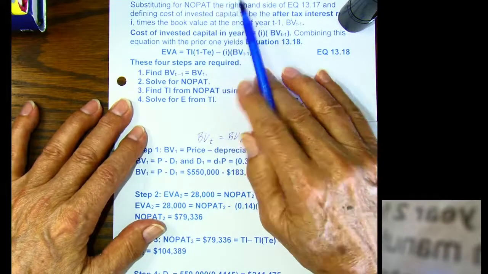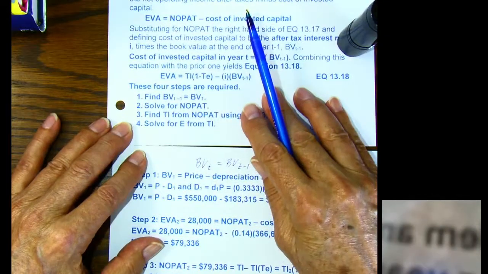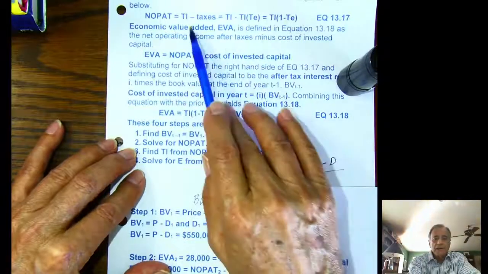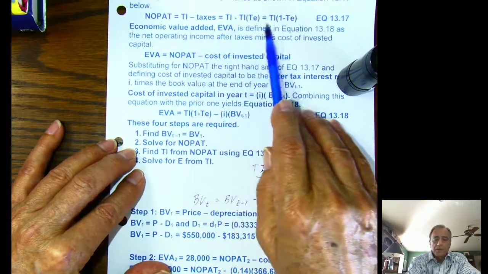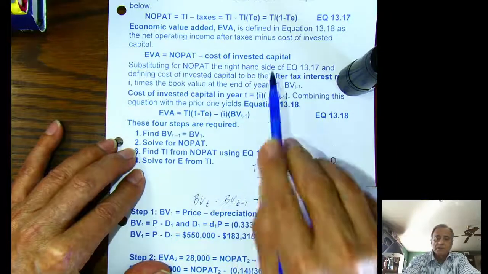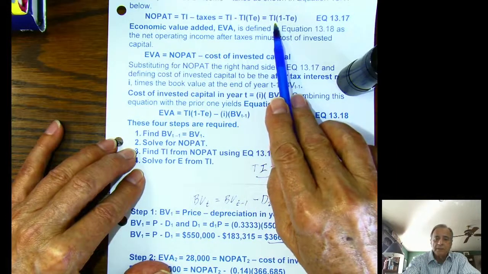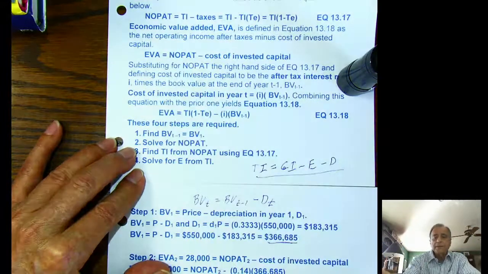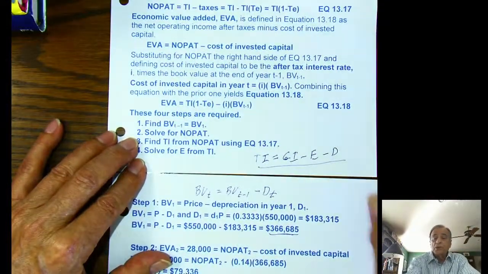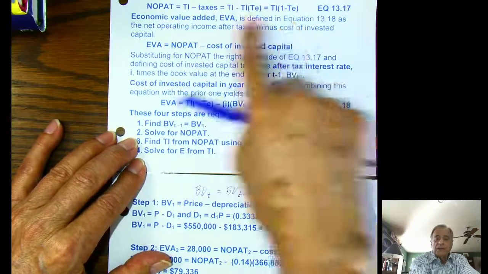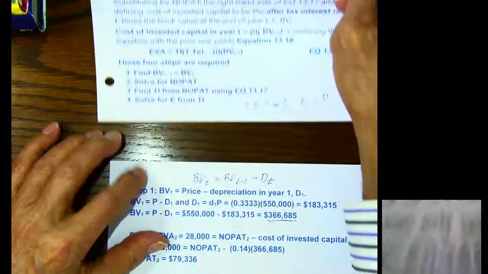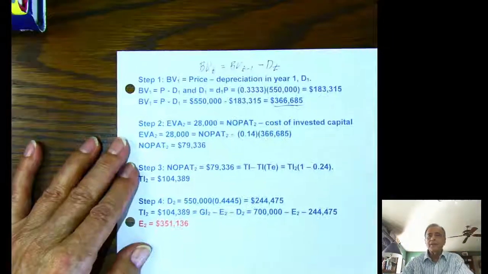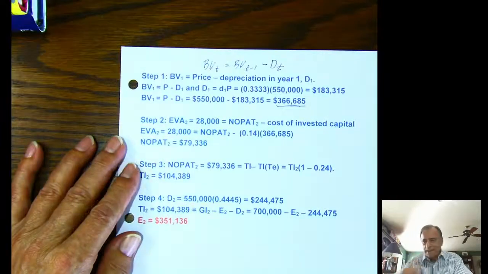Okay, so the next step then is to find the taxable income from the NOPAT using equation 13.17. Where's 13.17? It's right there. And so we're going to plug into that equation: taxable income times 1 minus the tax rate equals NOPAT. And when we do that, we'll solve for taxable income. We now know NOPAT. Oh, I'm sorry, I've been blocking out myself here. Sorry about that.